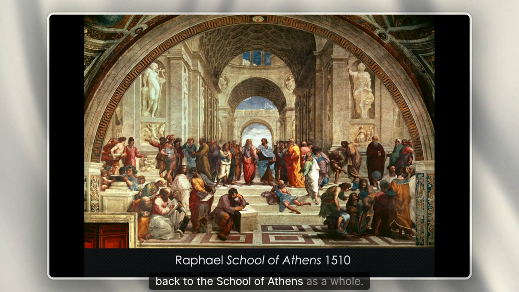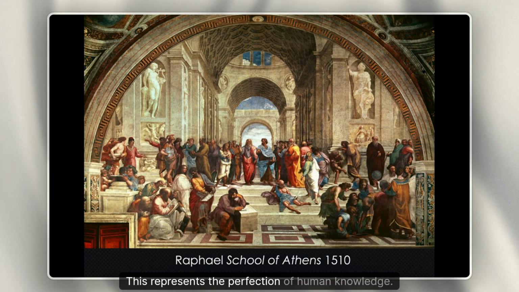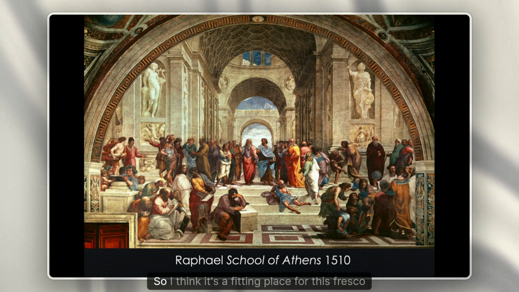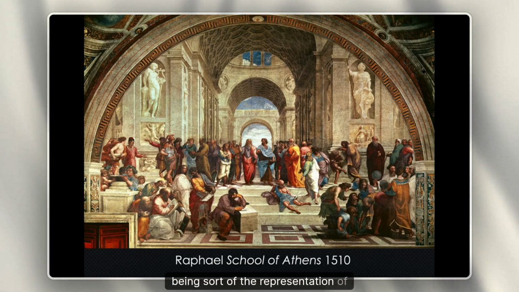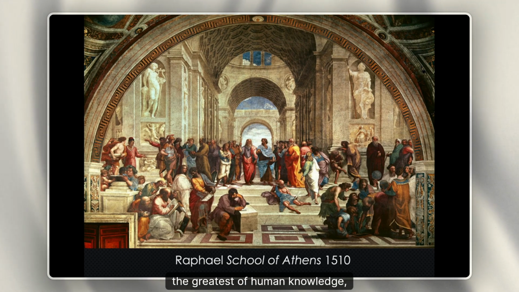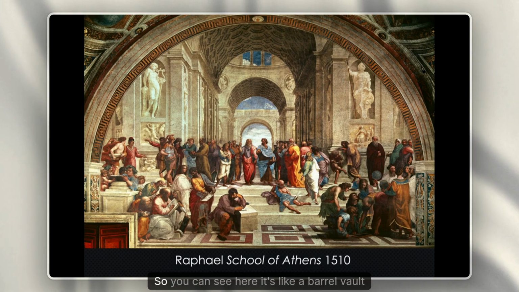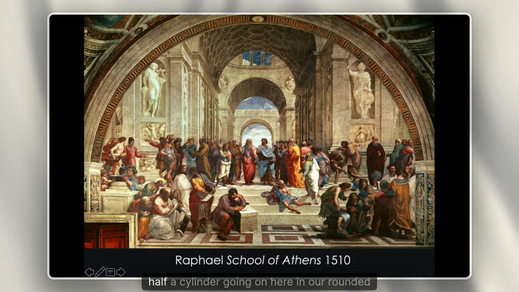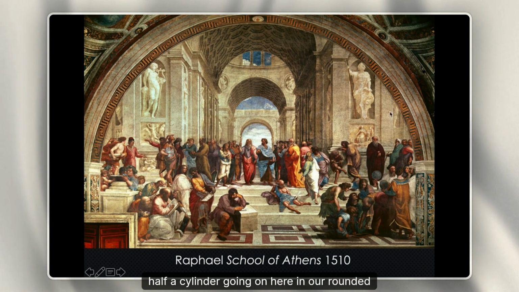Back to the School of Athens as a whole. This represents the perfection of human knowledge. This is in the Pope's library, so I think it's a fitting place for this fresco, being sort of the representation of the greatest of human knowledge. On the other side, you can see here, it's like a barrel vault ceiling, where we've got that half a cylinder going on here in our rounded archway.